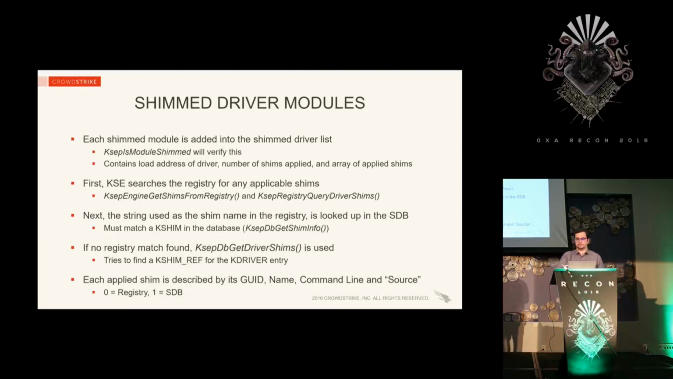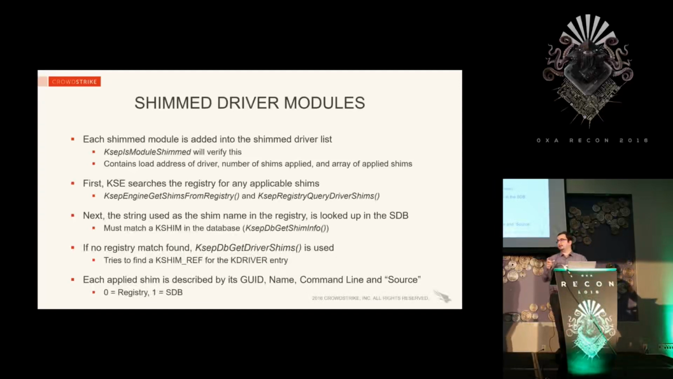If you're not already shimmed, then we're going to search the registry to see if there are any applicable shims for your driver. And we're going to see how the registry basically allows you to shim a driver. So this happens with KseEngineGetShimsFromRegistry and KseRegistryQueryDriverShims. Now, if the registry says that you have a shim called foobar registered for this driver, we're going to look in the SDB, in the database: is there a shim called foobar? So the database actually has to define all possible shims.